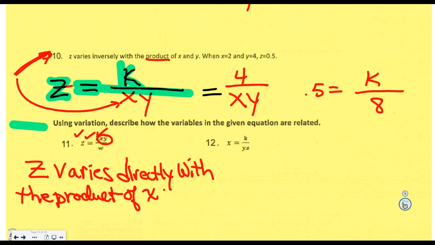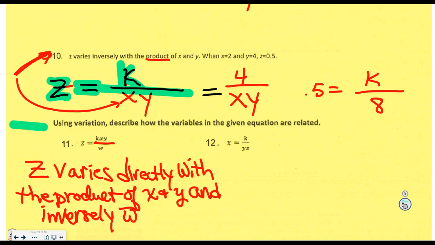of X and Y. You might want to use the word and. It might look like a plus sign. But there's also a division by W. So you're going to say and what word do we use for the division? Directly or inversely? Yep, so when we divide, we're going to say inversely with, I'm just going to use the with symbol, W. If you were reading this backwards, you would go Z equals K, and then it says directly, so you're going to multiply by what? The product in X and Y, and inversely, so what are you going to do? Divide by what? See how you go forwards and backwards?